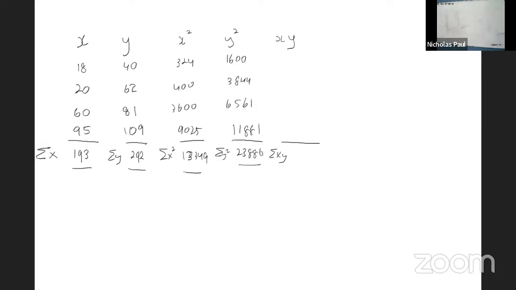XY now. What's XY? 720. Next one is what? 20 by 62. 60 by 81. And the last one, 95 by 109. And then add it up for me.